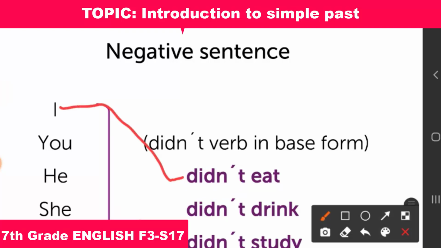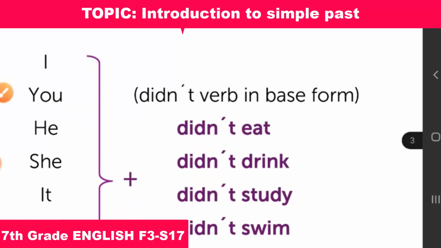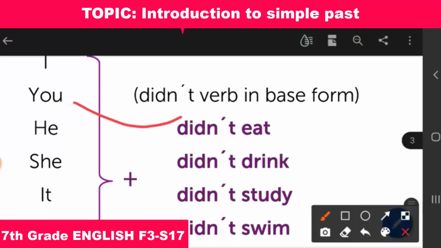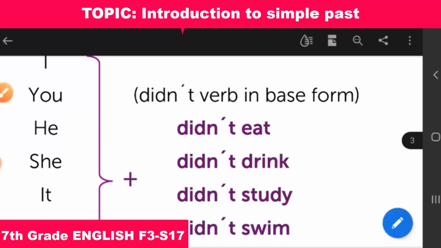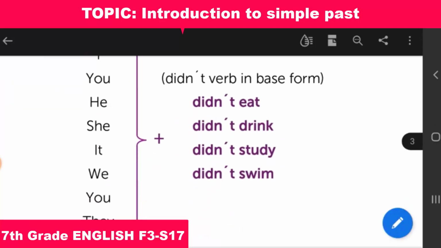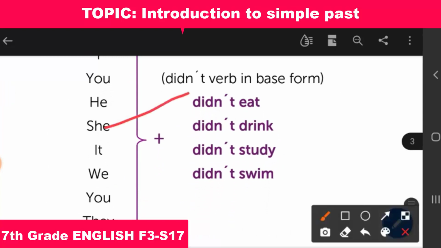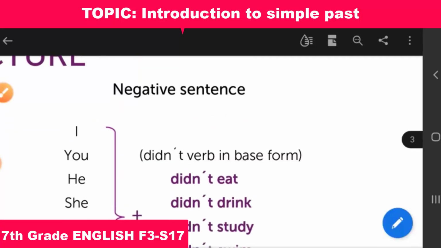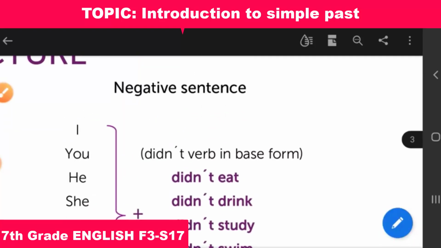For example, I didn't eat pizza last night. Yes. I didn't eat tamales in Christmas. You didn't eat eggs, okay? Or you didn't eat chicken. He didn't eat any chicken, okay? She didn't eat vegetables. It didn't eat the food, okay? Or we didn't eat tampero. Or you didn't eat at Pizza Hut, okay? Or they didn't eat at Albert's Pizza, for example, okay?